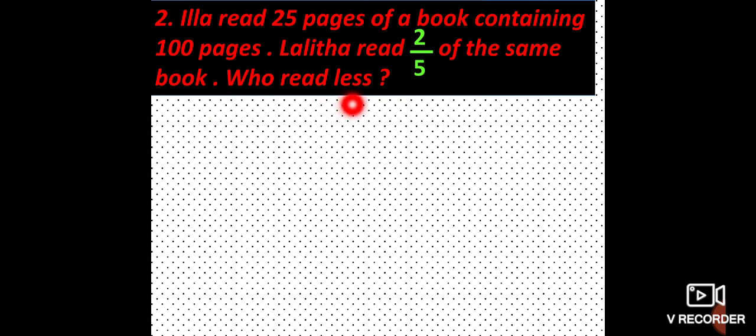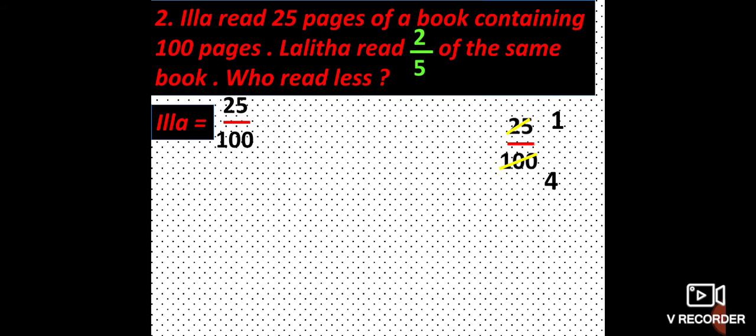Who read less? First we have to find the fractions of these two students. Ila equals 25 by 100, total 100, out of which 25. Next we simplify it. In 25, 5 fives are 25. In 100, 5 fours are 100. (5 divides both.) So 1 by 4 is there.